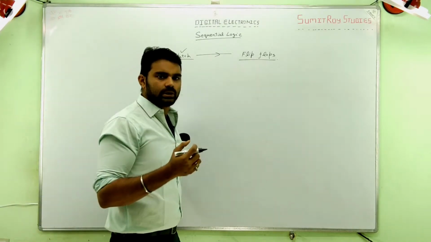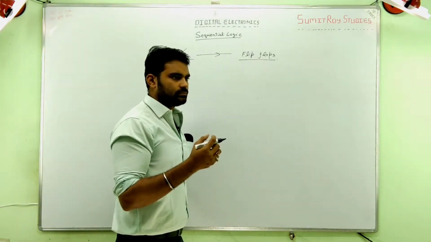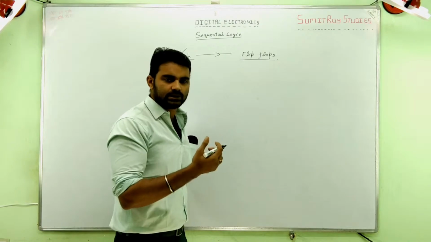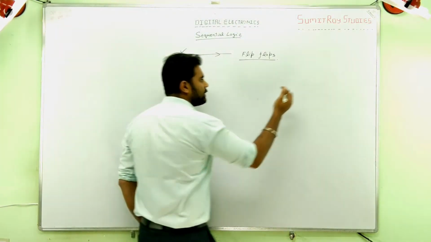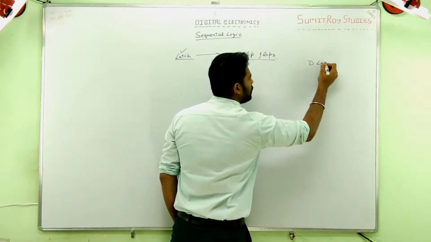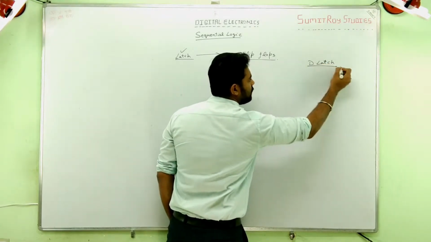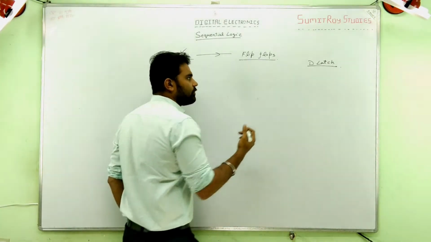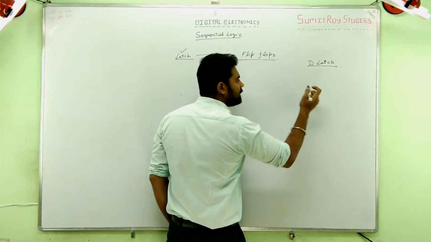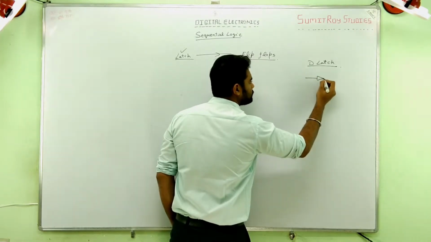For the time being, I'll take it for granted that D flip-flop or D latch is known to all. Even if it is not known to all, I'll just explain it. What is a D latch? It will be easy for us if we understand D latch, and based on that we'll proceed to flip-flop. So what is a D latch? D latch is nothing but a buffer.